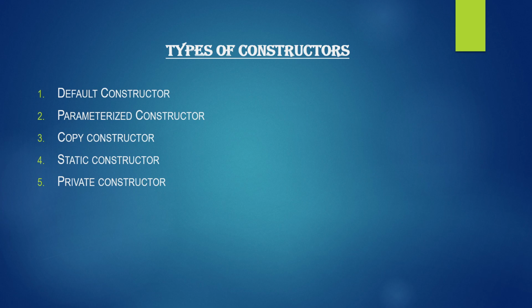So what are the types of constructors? I'm going to cover here 5 types of constructors. First one is the default constructor, then the parameterized constructor, then the copy constructor, then the static constructor, and the private constructor.